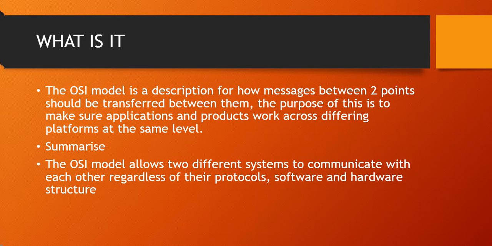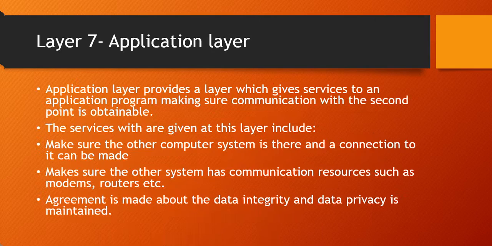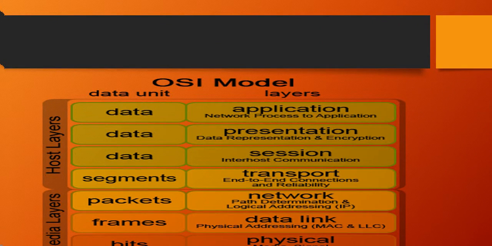So the OSI model is just a model that makes sure that two systems, regardless of differences, have the same performance between each other. There are 7 layers, one of them is the application layer, and it goes from top down from layer 7 to layer 1, and they all do different things. I'll do videos on layer 6, layer 5, layer 4, and so on in the foreseeable future.